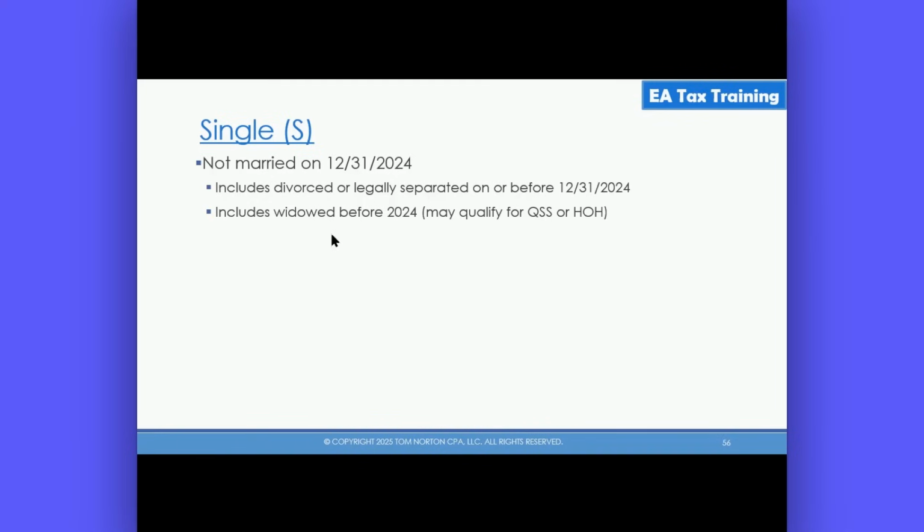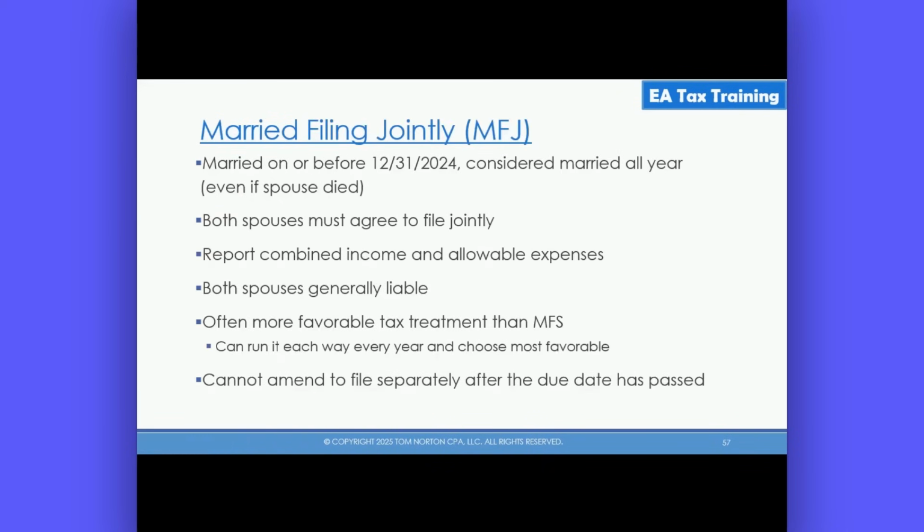However, you may qualify for a different filing status, either qualifying surviving spouse or head of household, as we will talk about. Married filing jointly. To file married filing jointly, you must have been married on or before December 31st, 2024. Because remember, you are considered married all year.